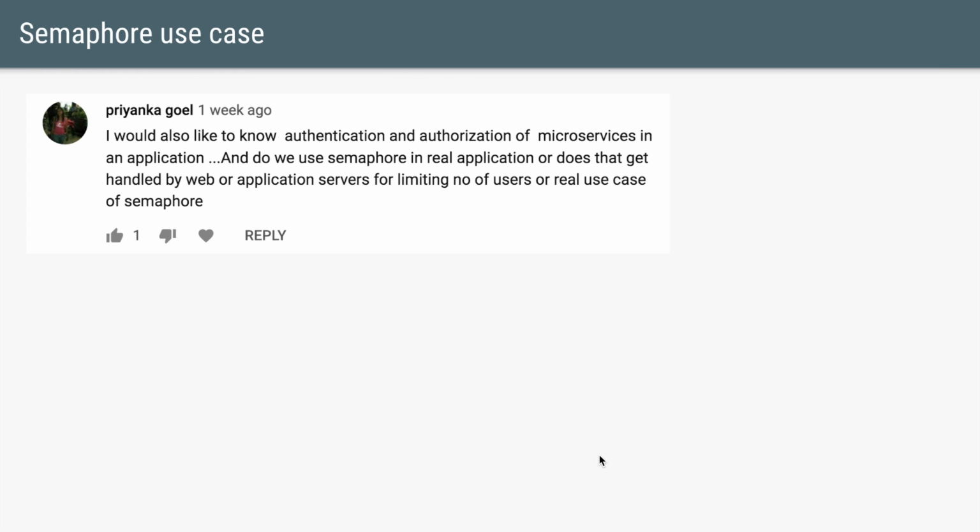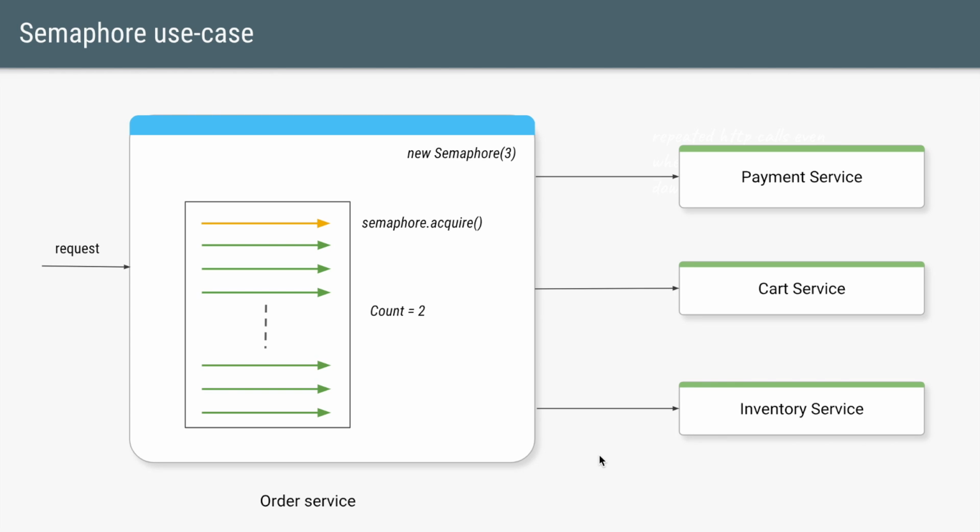The next question is about semaphores, a real life use case for semaphores. I covered a pattern called the bulkhead pattern in my last video. Let's say we have a thread pool of size 10, and using the same thread pool, we are calling three external services. And we want to restrict only three threads to be able to call the payment service. To achieve that, we can use a semaphore. So we can declare a semaphore of size 3. Any thread which wants to access the payment service will first acquire the semaphore.